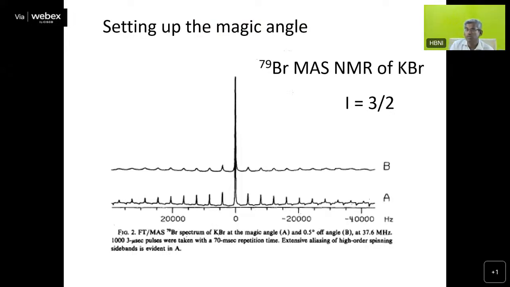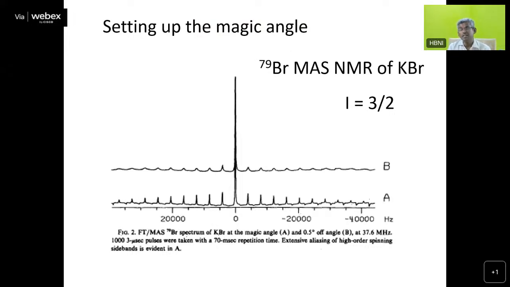So in a quadrupolar nucleus, there is a disturbance, or a non-uniformity, in the charge distribution. There are multiple transitions: plus half to minus half, minus half to minus 3/2, and so on. Plus half to plus 3/2, plus half to minus half, and then minus half to minus 3/2. One central transition and two satellite transitions are there.